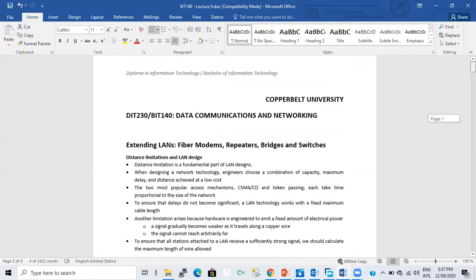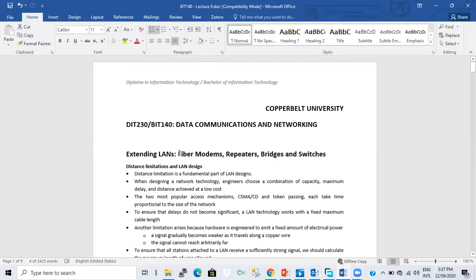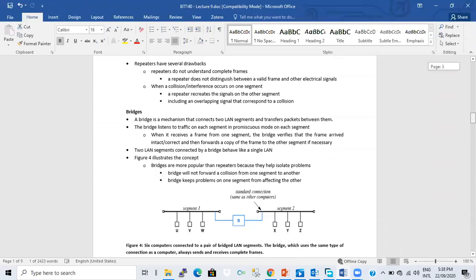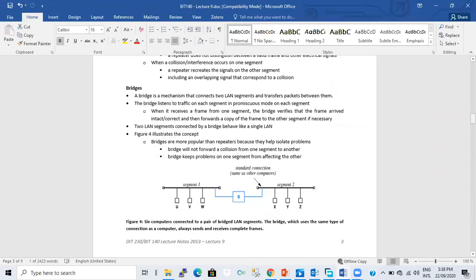So we've looked at two issues. You can connect your local area network using fiber modems and using repeaters. Now we'll look at how you can connect your local area network by using what we call bridges. Just like on an ordinary road, a bridge helps you to connect from one end to the other. Let's say there's a river, you may need a bridge to connect from this side of the road to the other side of the road.